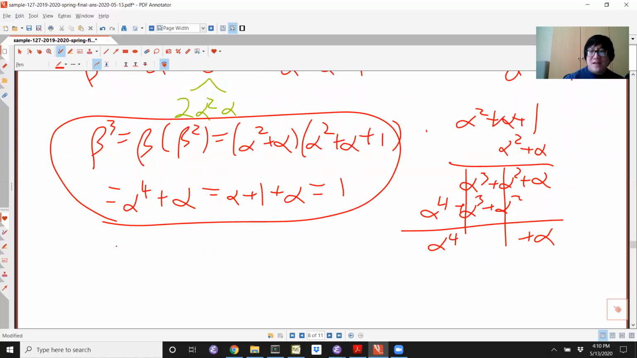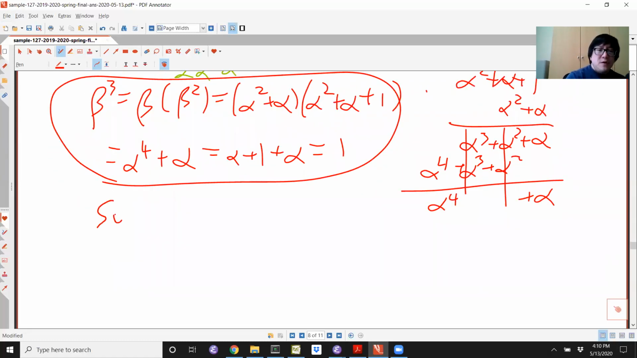Look at that. What are the chances of that? So the order of beta is 3, because the order of an element in a multiplicative group is the number of times that you have to multiply that element times itself to get 1.